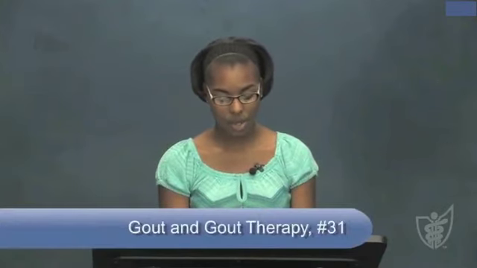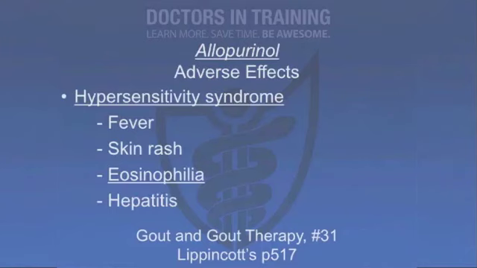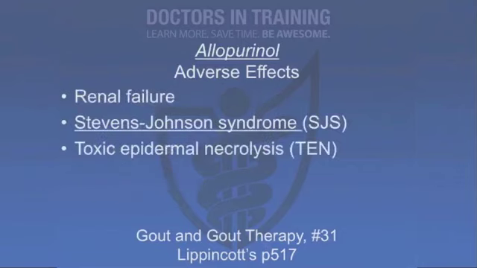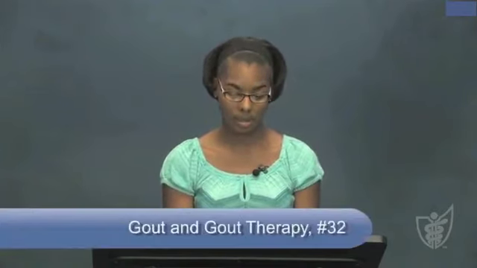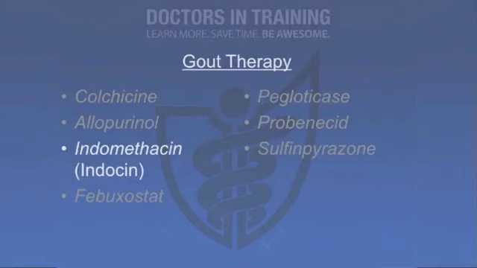The adverse events associated with allopurinol: hypersensitivity syndrome, fever, skin rash, eosinophils, and hepatitis are some of the clinical manifestations of this hypersensitivity syndrome. Renal failure is also another one that it can cause, and also Stevens-Johnson syndrome and TEN. So don't forget those two, allopurinol. Always associate that. If somebody has a rash and they're on allopurinol, they have mucositis, always associate that with Stevens-Johnson's or TEN.